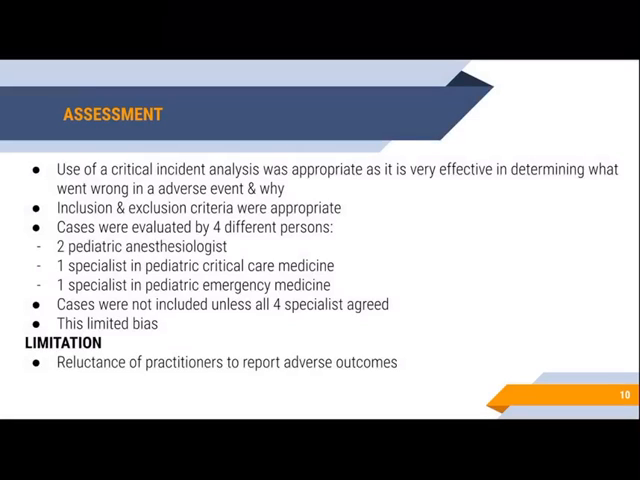A limitation of this was that there was reporter bias. So there's a reluctance of practitioners to report adverse outcomes, as they don't want their name to be associated with this adverse outcome. In addition to this, practitioners tend not to report adverse outcomes unless they are severe, such as death. So there isn't accurate reporting or information on the other outcomes. So these may limit the results of the study.